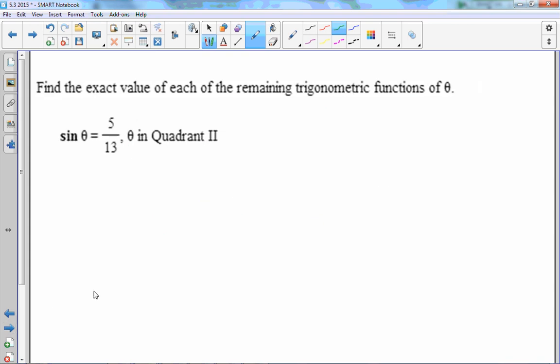Now this one's in quadrant 2. This is the one that Christina actually missed. It was like this one. So it went in quadrant 2 on the right angle. Now, sine is what? Opposite over hypotenuse. So this would be 5. This would be 13. There's that triple again. 5, 12, 13.